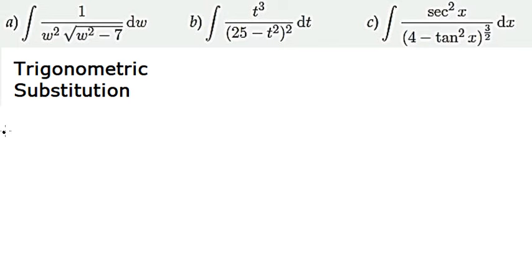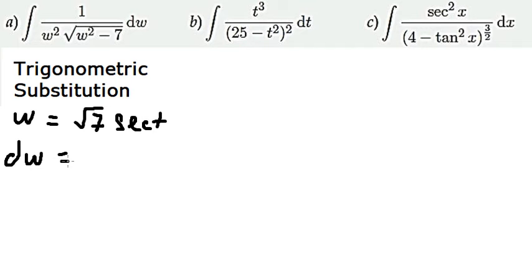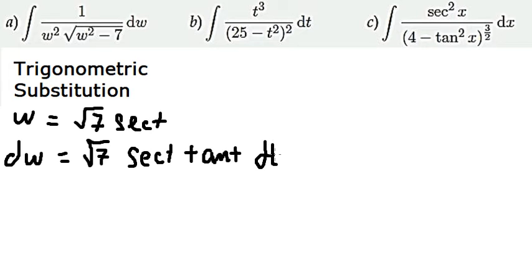So we put about W equals to the square root of number 7 secant of t. If we do first the derivative, you will go about the square root of number 7 secant of t tan t dt. So we put this one going here and here.